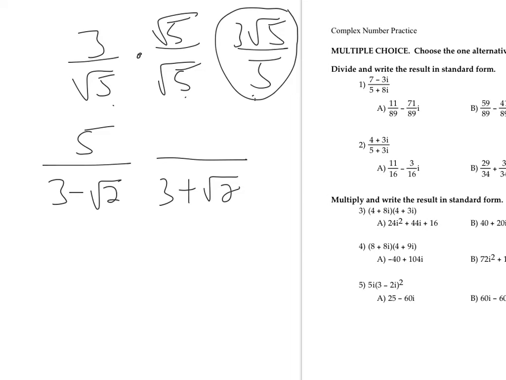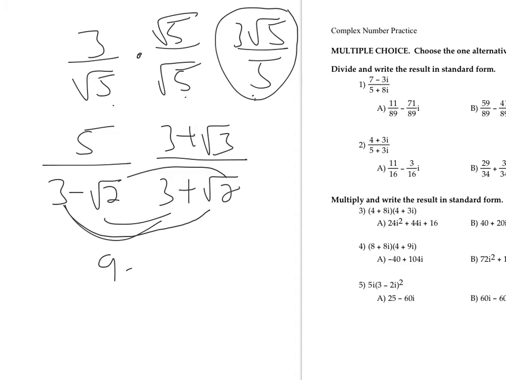if I multiply by this form of 1, and then I FOIL the bottom, I get 9. Then I'm going to get a positive 3 root 2 and a negative 3 root 2. Those cancel out. So then I just got to deal with the negative root 2 times positive root 2, which will be negative 2. So the denominator becomes 7. And in the numerator, of course, what do I get? 15 plus 5 root 3, 5 root 2 over 7.